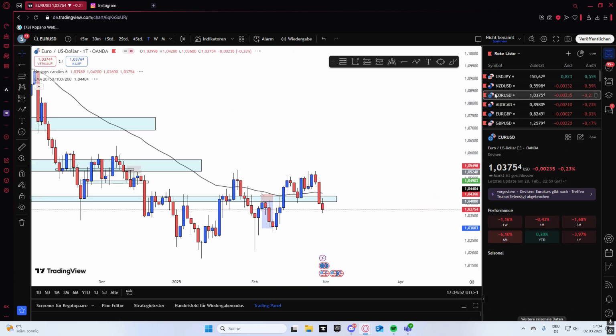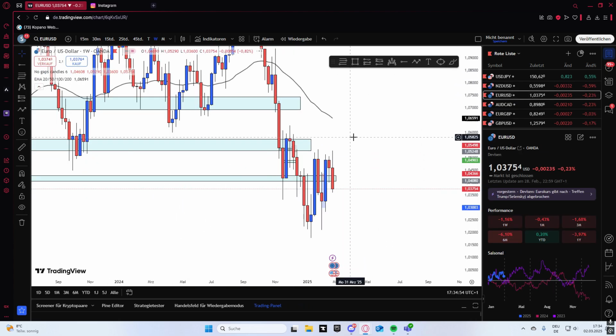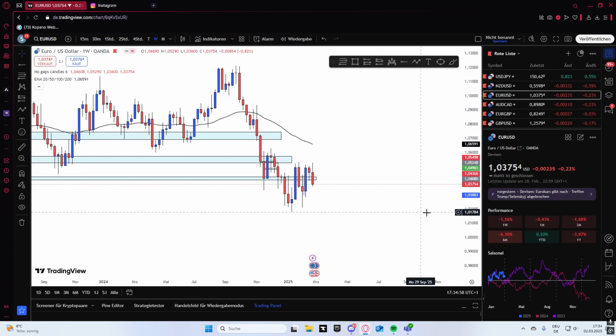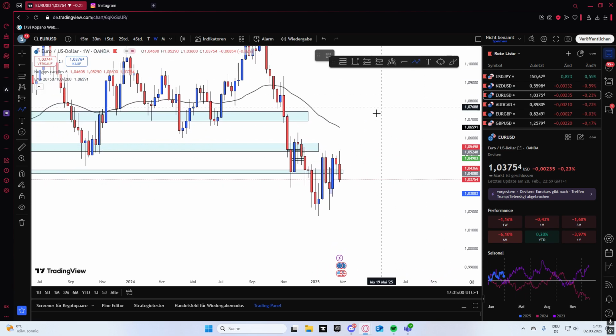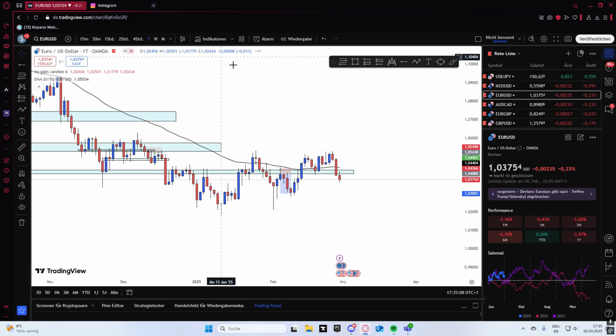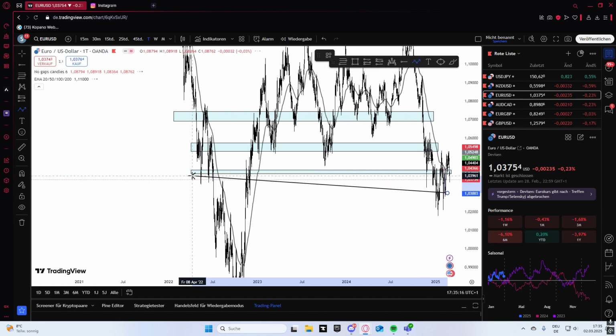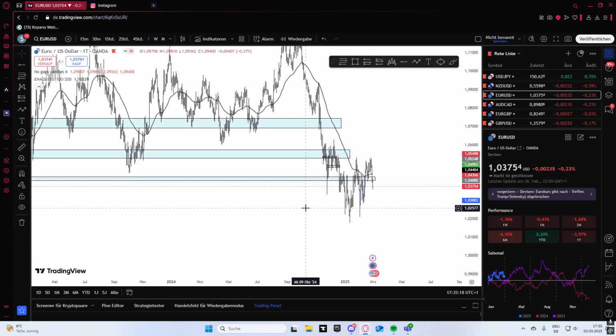My next one is Euro USD. We can see on the weekly we are bearish, and we also created a really nice double top here, which gives me the confirmation that we are going to the downside. On the daily we have a really nice area of interest with multiple touches, 1, 2, 3, 4, 5. And this also continues to the left.